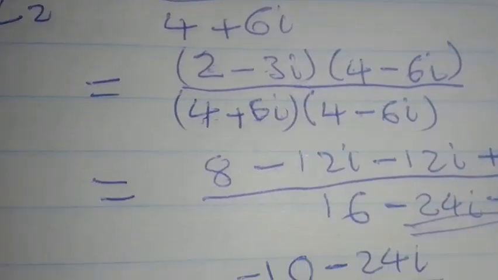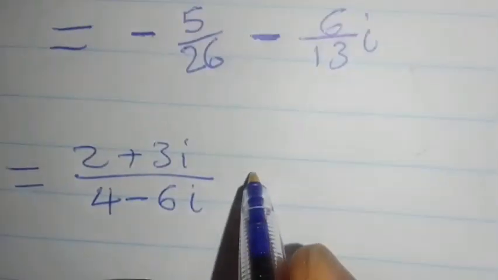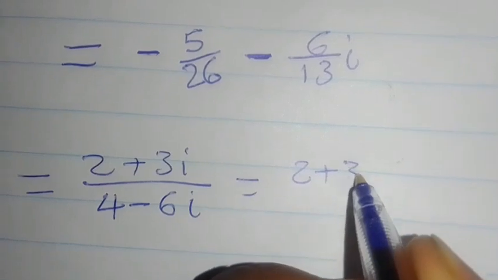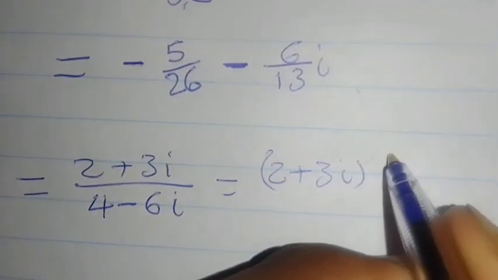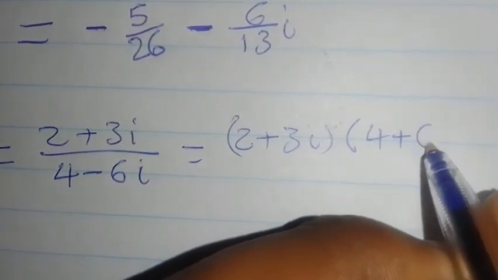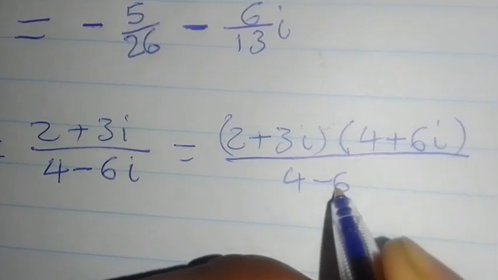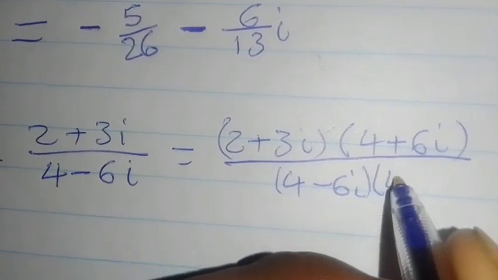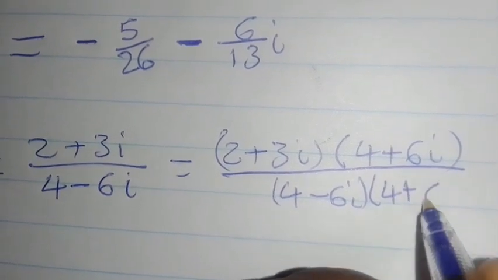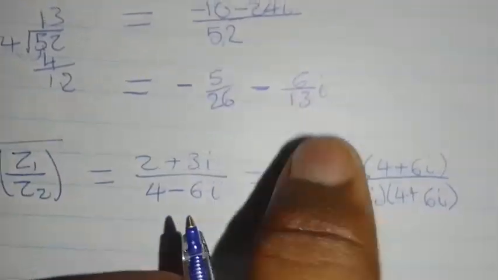You multiply by the conjugate, right? So how you solve this is you're going to say this is the same as 2 plus 3i multiplied by 4 plus 6i. That's the conjugate of the denominator. Divide by 4 minus 6i times 4 plus 6i. Then you just do the same procedure as I showed you, right? Then you'll get the answer to this one.